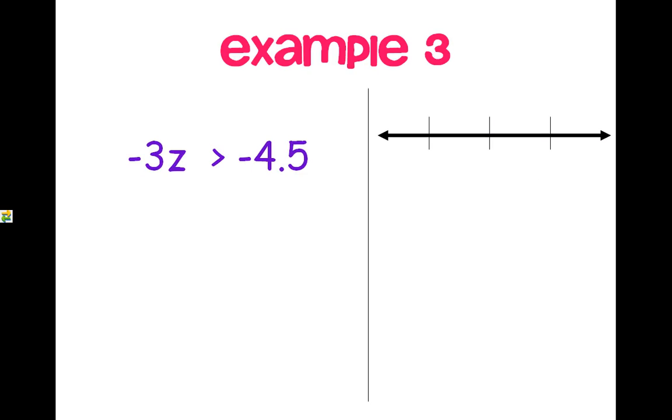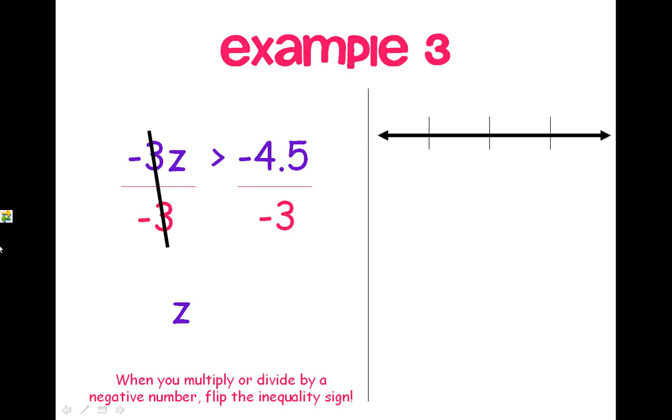Example number 3. -3z is greater than -4.5. Okay, to get rid of that -3 over here, we've got to divide by -3. What you do to one side, you do to the other. Opposites cancel out, leaving us with z. Now, we did divide by a negative number. So when you multiply or divide by a negative number, we're going to flip that inequality sign. So it was greater than, now it becomes less than. And then -4.5 divided by -3 is 1.5. And that is our answer.